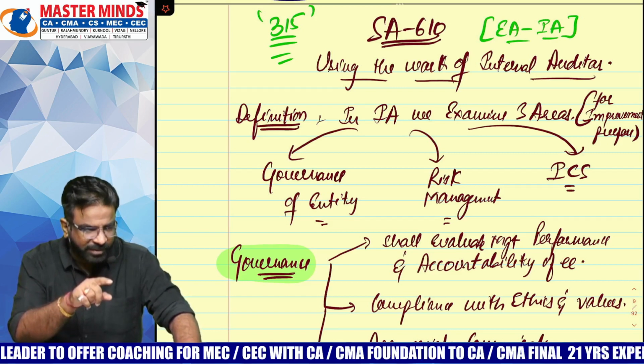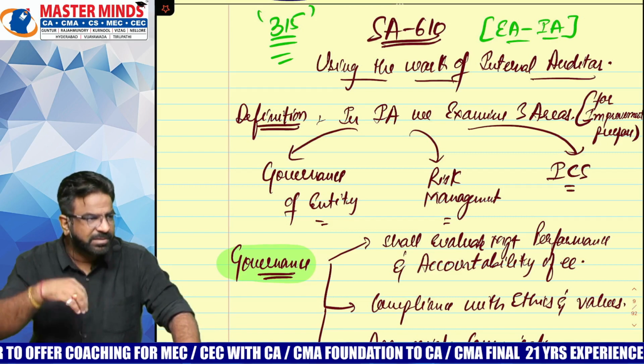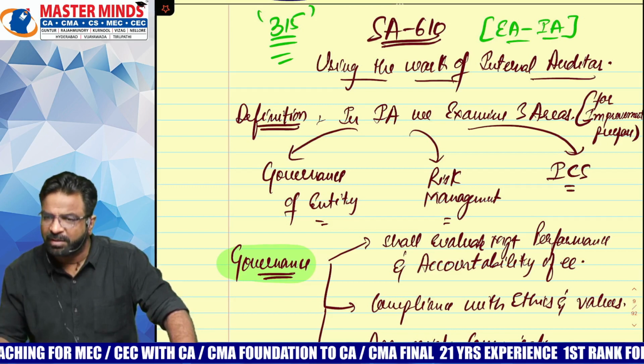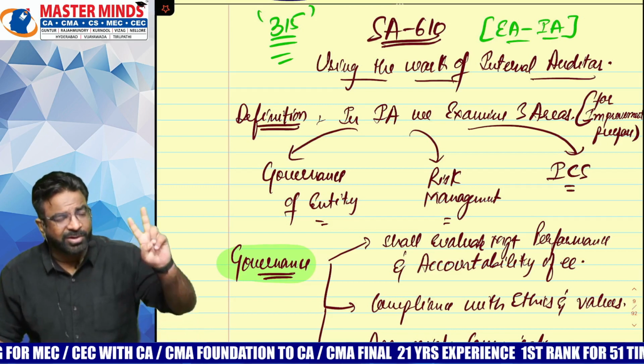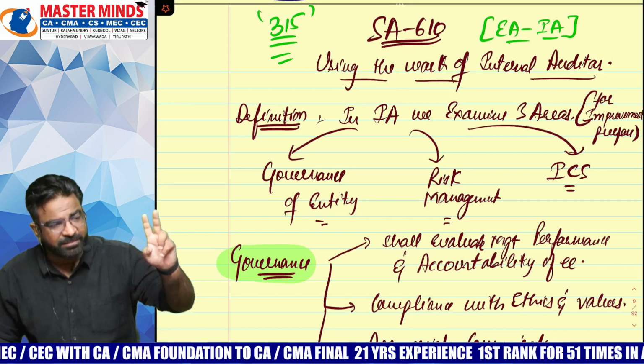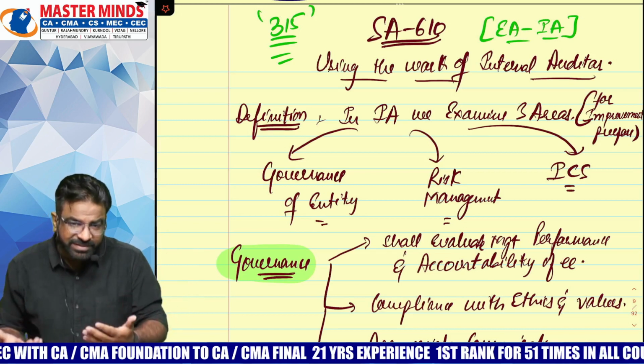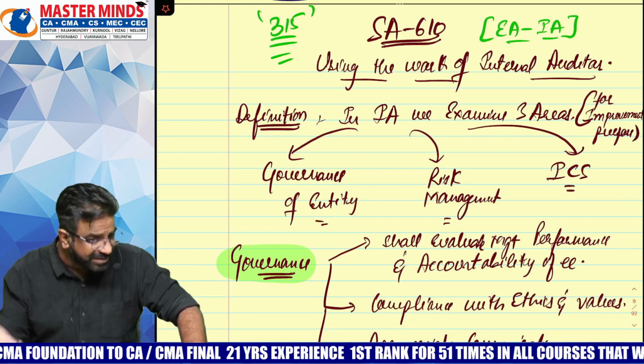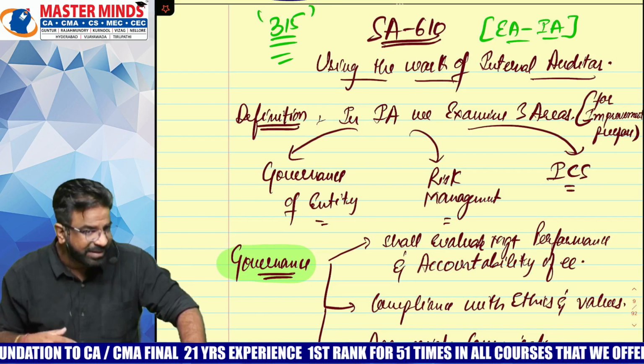Did you get the point? Are you getting the point? If he is a relative of the MD, I should not use. If he is not, I should use. Second thing, organizational status. What is the second thing? Check his status in the organization. Are the people giving importance to this internal auditor? Are they listening to him? Are they considering his suggestions or not?